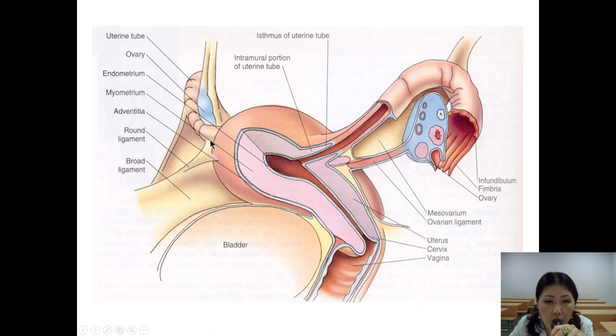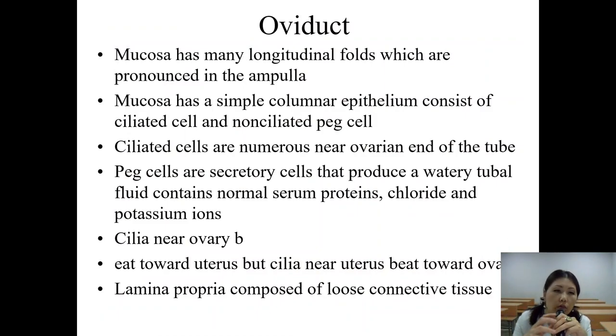This is also the uterine tube and ovary. The mucosa of the oviduct has many longitudinal folds, which are pronounced in the ampulla. The mucosa has a simple columnar epithelium, consisting of ciliated cells and non-ciliated peg cells. Ciliated cells are numerous near the ovarian end of the tube, and peg cells are secretory cells that produce a watery tubal fluid containing normal serum proteins, chlorides, and potassium ions. Cilia near the ovary beat toward the uterus, but cilia near the uterus beat toward the ovary.